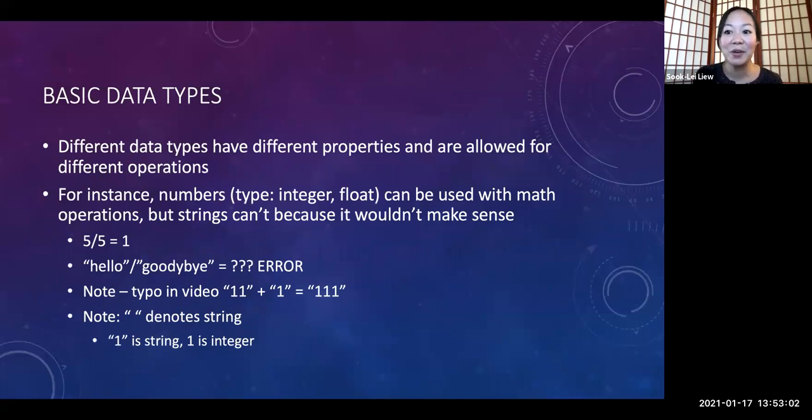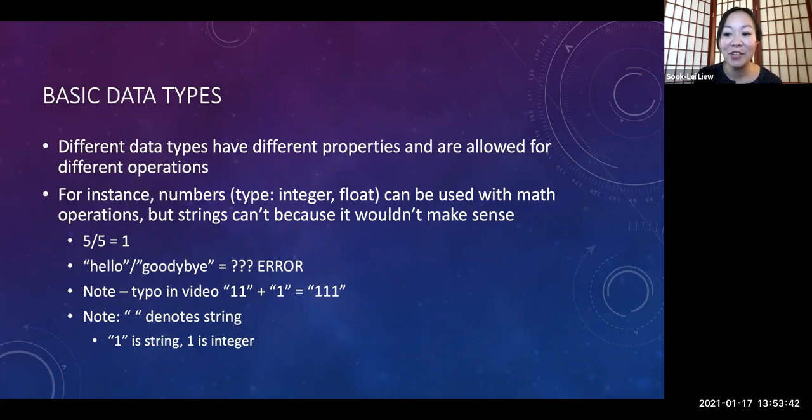Okay, so I'm going to assume that you watched that video, but in a nutshell, different data types have different properties and are allowed for different operations. Like you saw in the video, numbers like integers and floats can be used with math operations, but strings can't be used with most math operations because it wouldn't make sense. For instance, you can do 5 divided by 5, and a computer knows that if they're numbers, the answer should be 1. But if you were to say divide hello by goodbye, you would definitely get an error because the computer has no logical rule for that. And neither do we. That's just not something that exists, right?